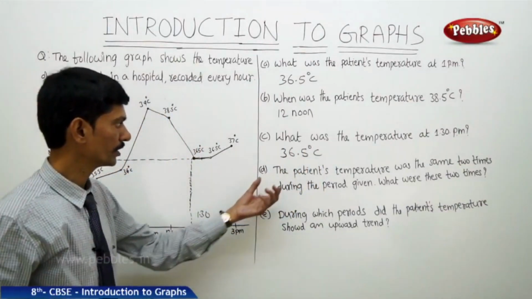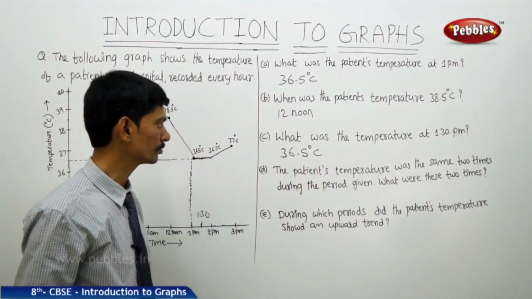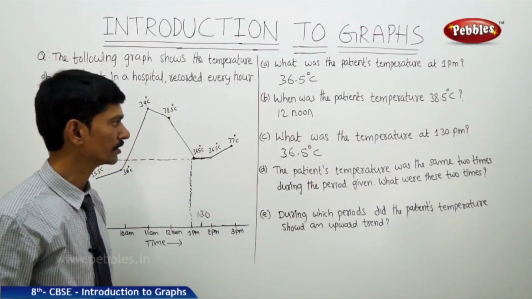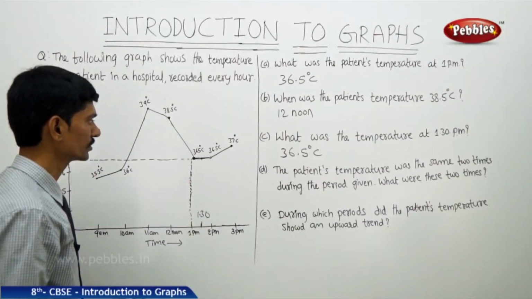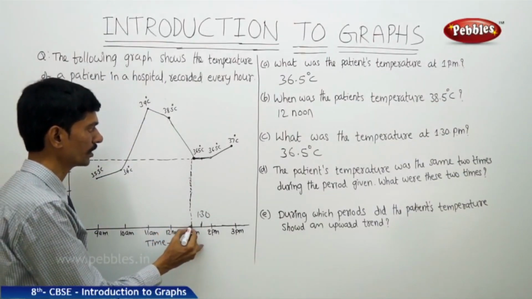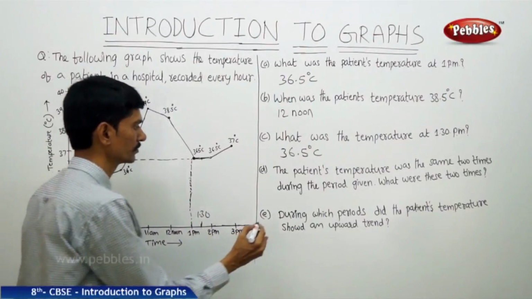Now the next question, the patient's temperature was the same 2 times during the period given. What were these 2 times? The patient's temperature was the same at 1 p.m. and at 2 p.m.